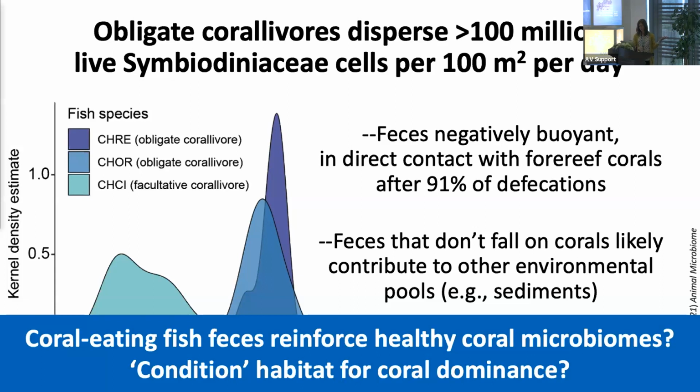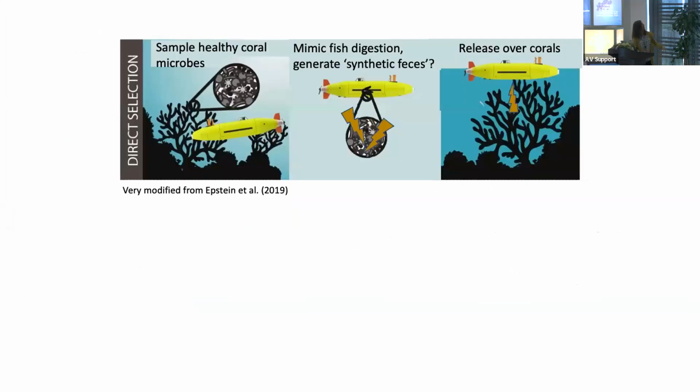And we can think about this in terms of management of some fish species, like coral eating fishes, that we might not typically manage for. We might want to start thinking about what some of these particular fish species mean out on the reef.